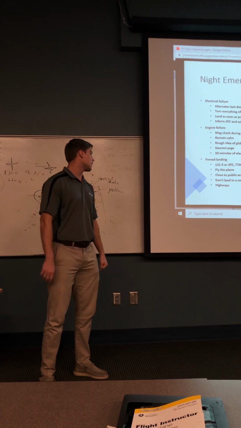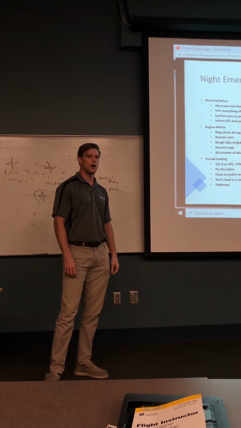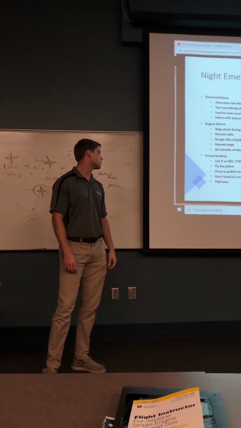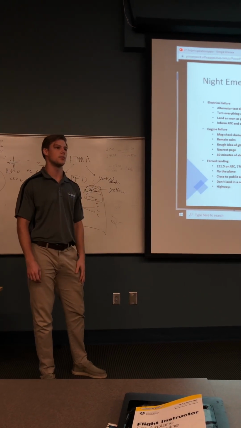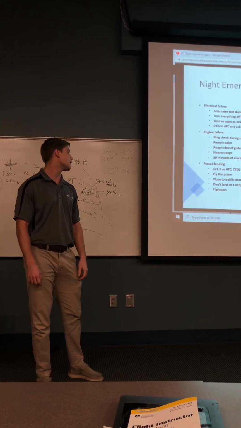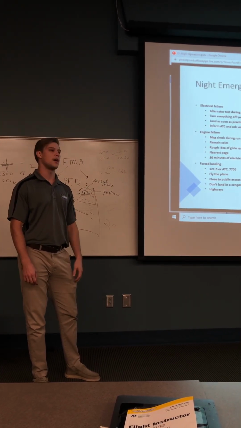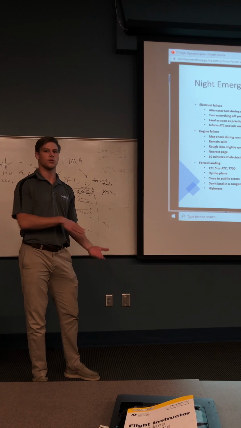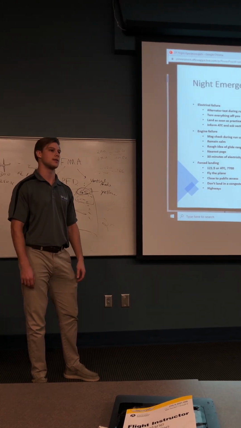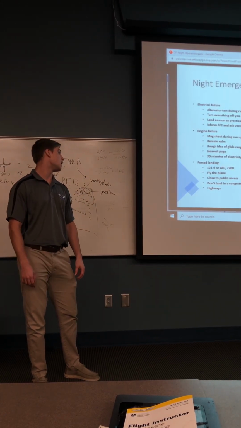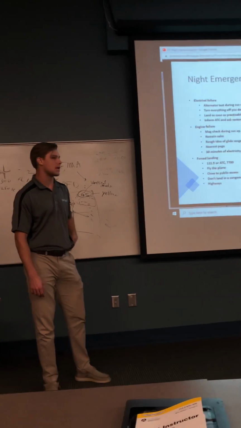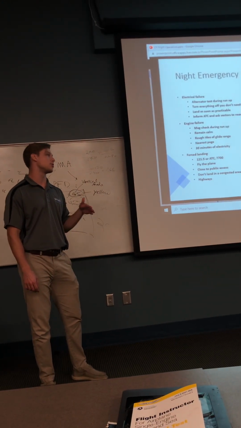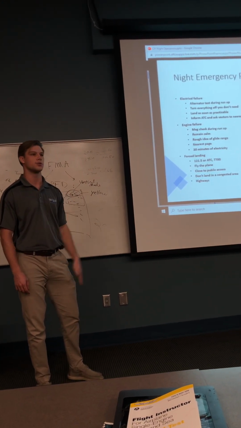And for a forced landing, you could go on 121.5, or if you're already talking to ATC, let them know. Squawk 7700. You want to fly the plane, and land close to public access. Don't land in congested areas. If you do lose an engine, you obviously don't want to land in Dublin or something like that, not the runway, the city. And as a last resort, if you literally have nothing around you and you're near a highway, you could try to land with the traffic on a highway.